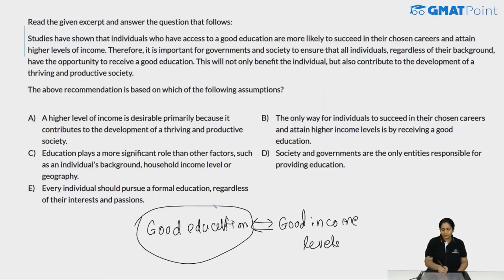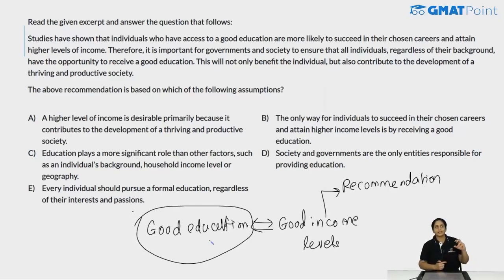So this is the base, or the initial fact. On the basis of this, the conclusion is that good education will lead to good income levels, and it will lead to the benefit of society, and therefore a recommendation is made that government and society should support education. Now we have to identify which assumption has been made in this particular reasoning. But one of the things that I can observe right off hand is that a correlation is given, that those who have a good education are more likely to succeed. That's a correlation, something that is observed.